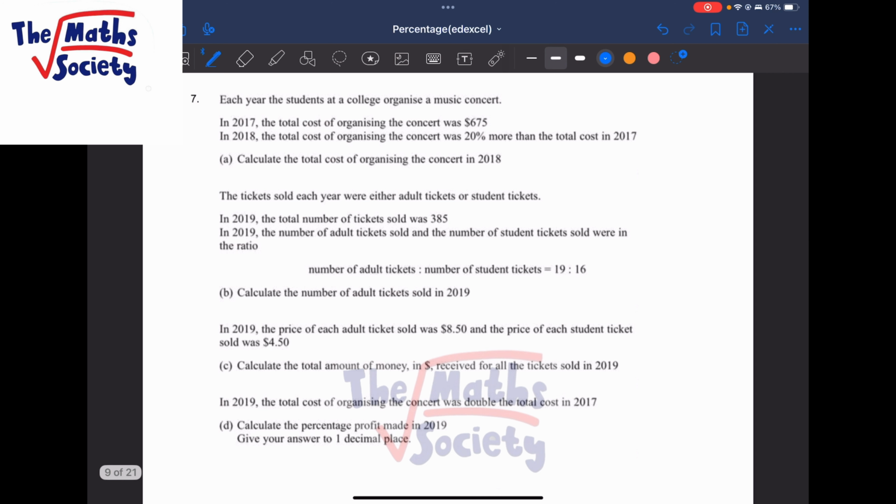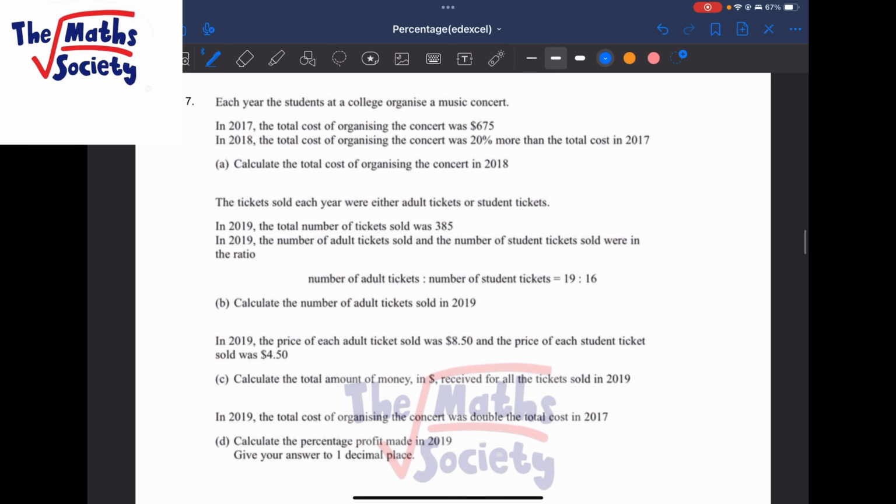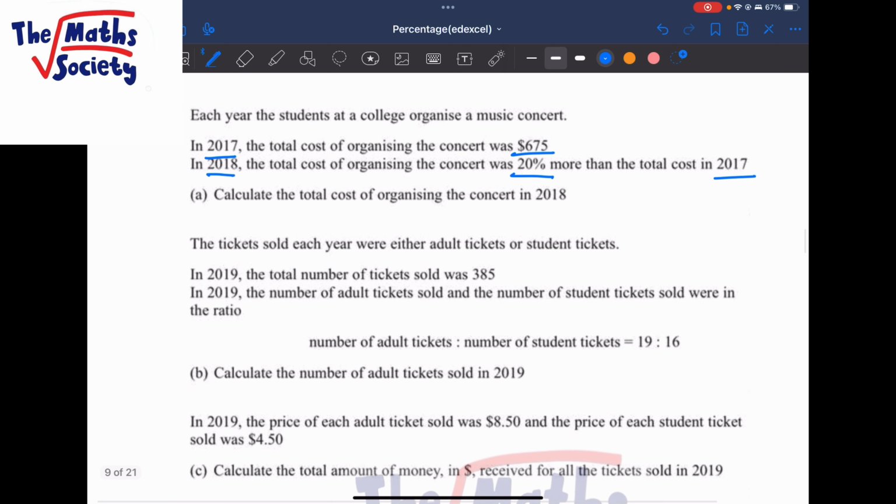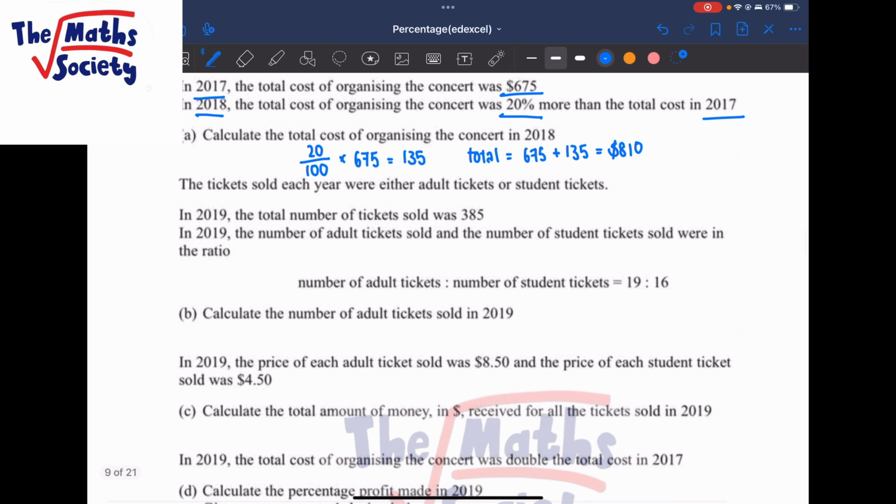Okay, so for number 7, it says that each year the students at college organize a music concert. In 2017, the total cost was $675. 2018 was 20% more than the total cost in 2017. So you need to calculate the total cost of organizing the concert in 2018. Because it says it's 20% more, right? We can just go 20 by 100 multiply. The original was 675. So that was $135 more. So to find the total, you can just do 675 plus 135. That would give you $810.